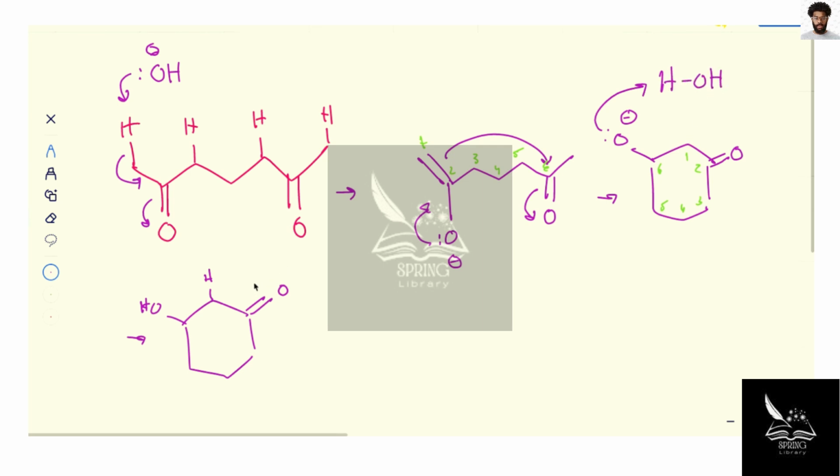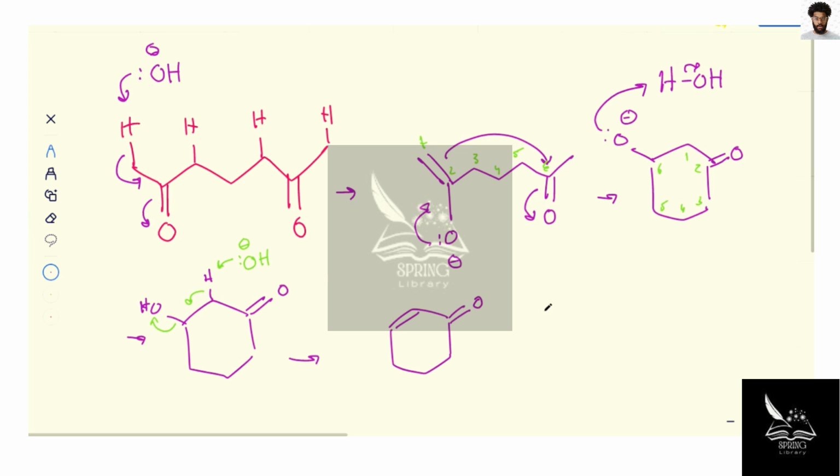Okay, since we've regenerated hydroxide at this point, we may continue forward. Okay, and do something like this. Okay, this is the only context in which we ever see OH as a leaving group, by the way. And so finally, our final product looks like this, alpha beta unsaturated ketone.